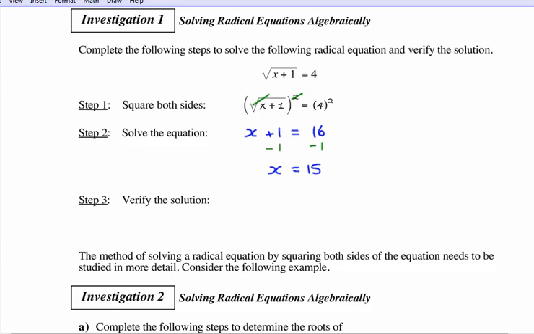Then our last job is to verify our solution. Sub it in and make sure left side equals right side. So square root of 15 plus 1 equals the square root of 16, which is 4, and 4 equals 4.